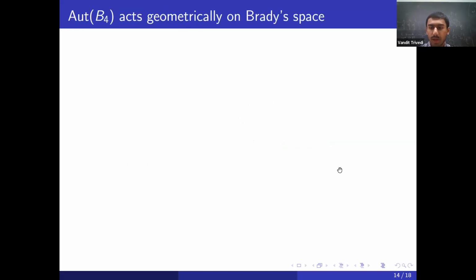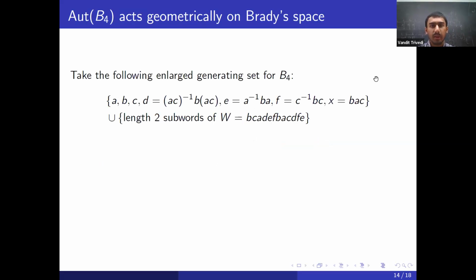And the next thing I want to talk about is this nice action of Aut B4 on a space called Brady's Space. So we'll describe what this space is now. So think about this enlarged generating set for B4. The usual generating set would just have the A, B, and C. But if we introduce these generators D, E, and F and just call the word BACX, this is something that Tom Brady did, I think in the early 2000s.